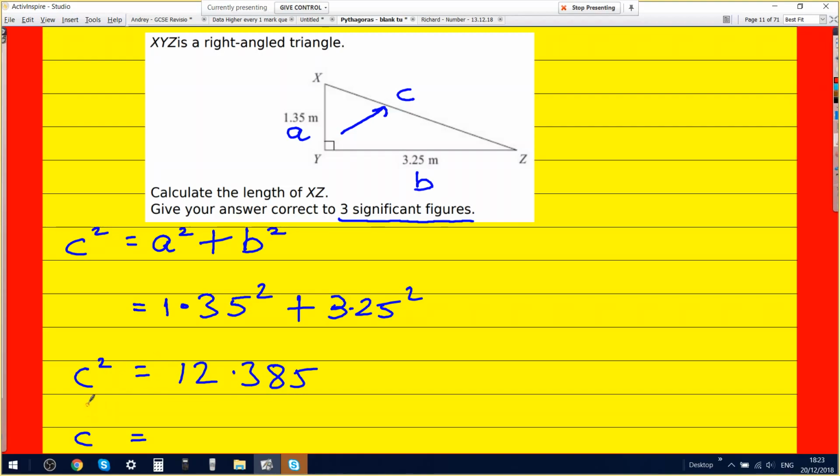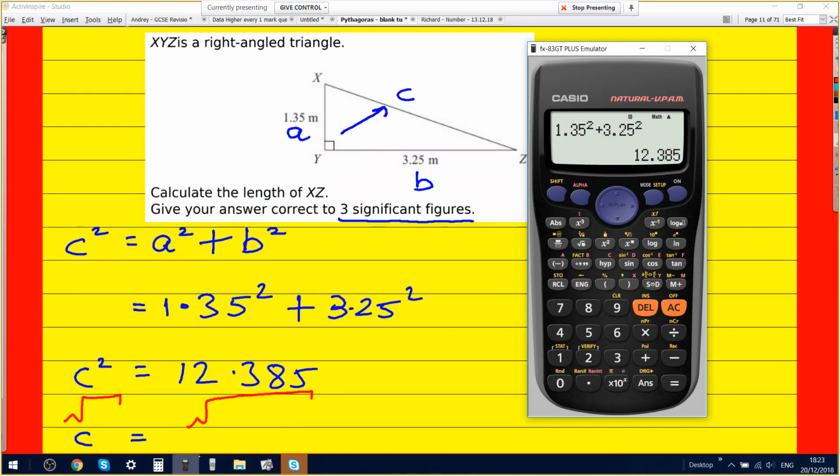Half it. It's not half. What's the opposite of squared? Square root. You square root it. Square root of 12.385. And I can do square root of answer. And they want this to 3 significant figures.